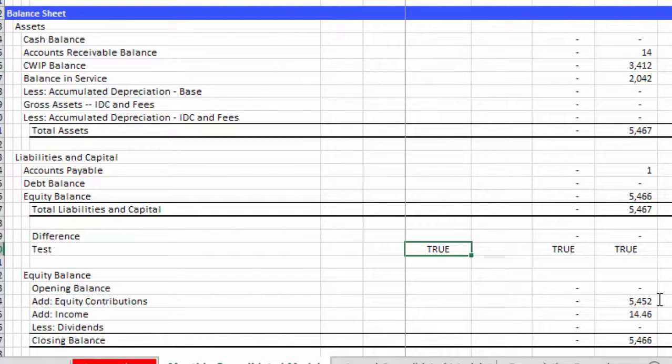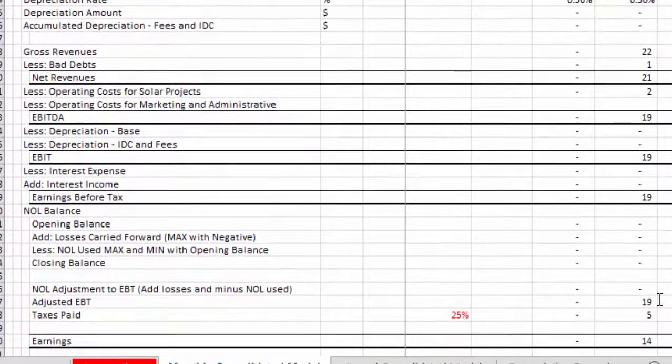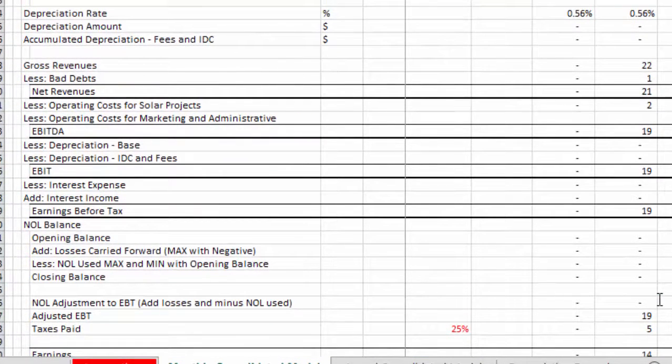But don't get so excited. That wasn't supposed to be very hard because we didn't put any debt yet, and the debt is what can really drive you crazy. Okay, and I've got to stop the video here because somebody came into the room.